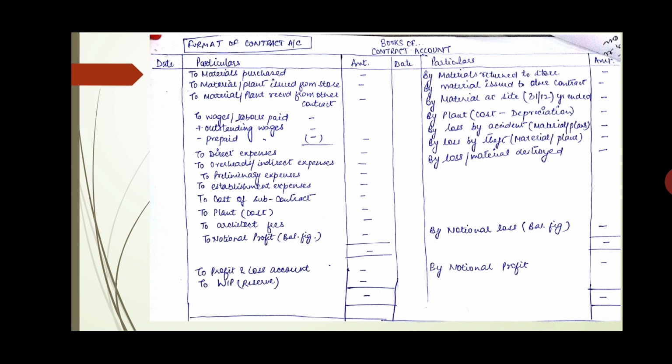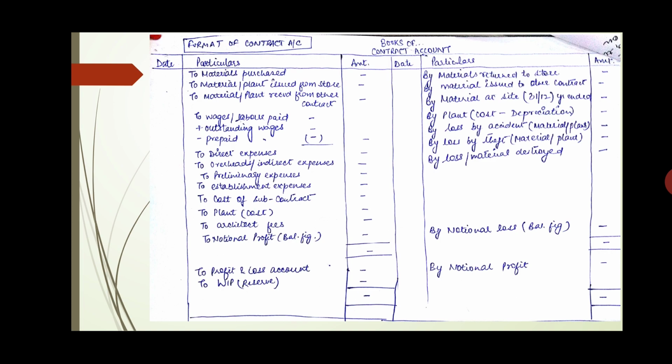If it is written in brackets with the closing date, you have to write it on the credit side, which means that has become your income, right? So plant cost minus depreciation. On the debit side, it has to be shown only with the cost. On the credit side, it is cost minus depreciation. Or any kind of losses occurred due to theft, accident, material destroyed has to be shown on the credit side of the contract account.